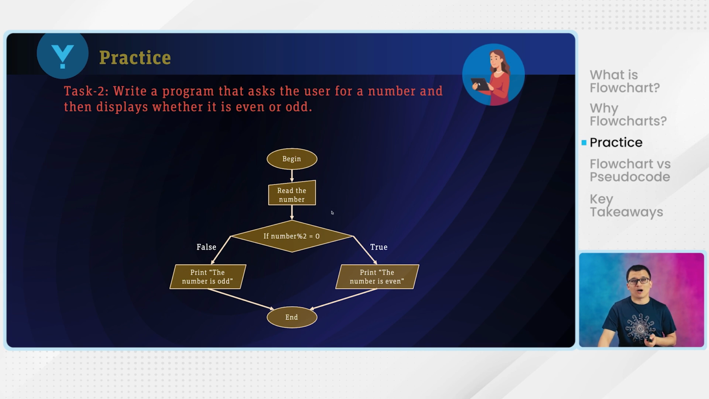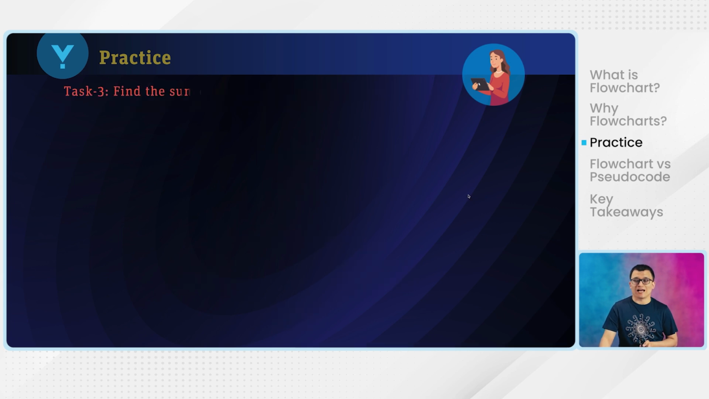And then we have this trapezoid, which is used for manually getting the user input. And then we have this diamond shape, it is for the decision. And to display the outputs, we have the parallelogram. Okay. And here's one more task, the last task for the flowchart.